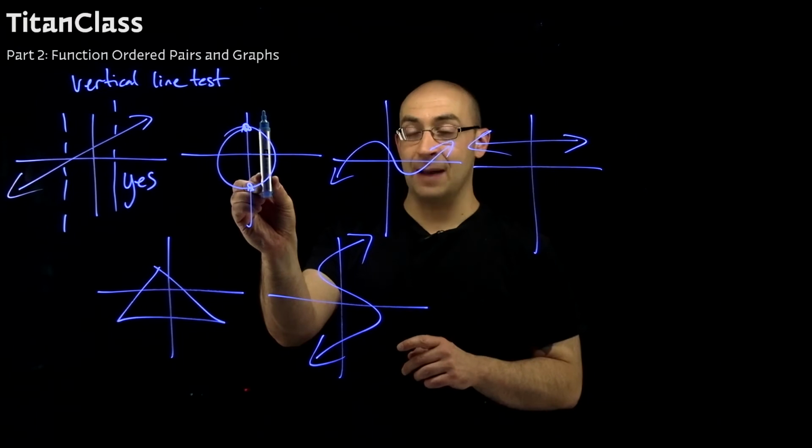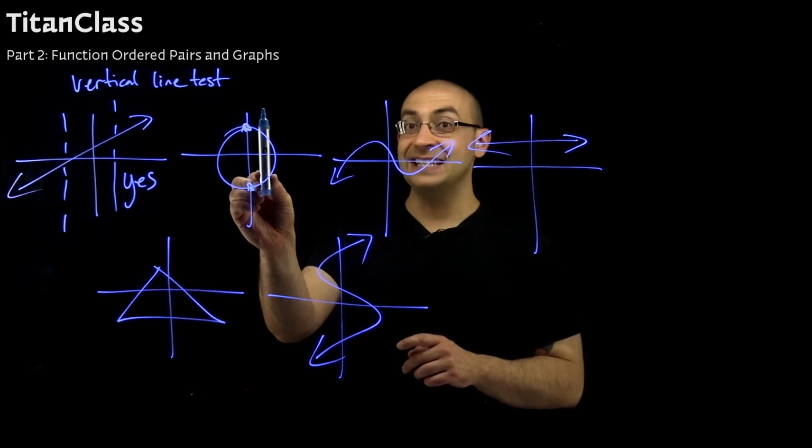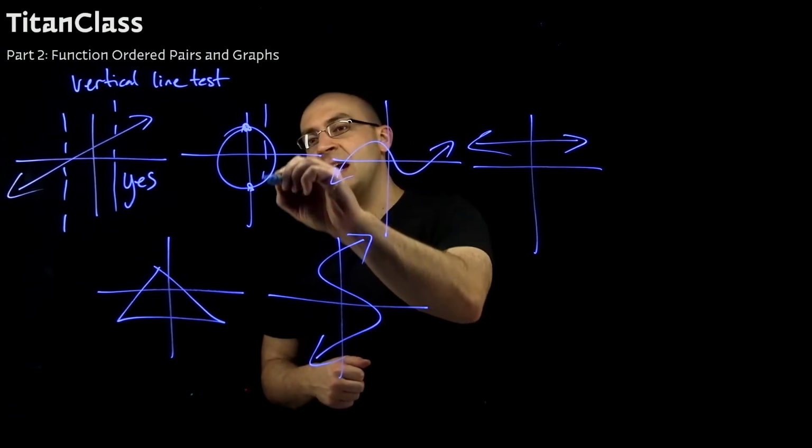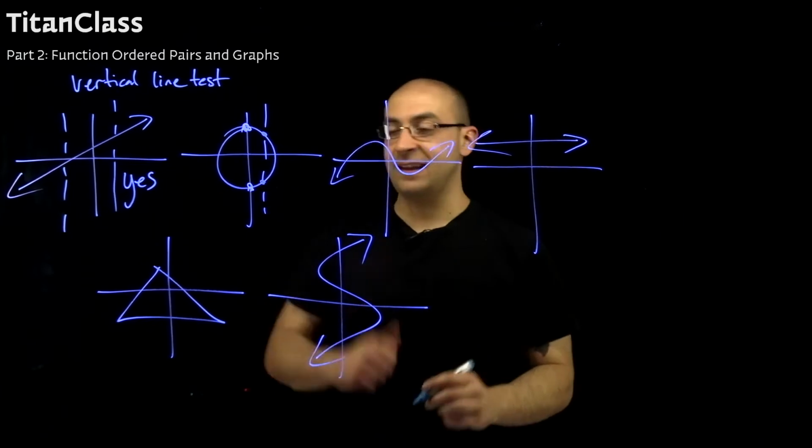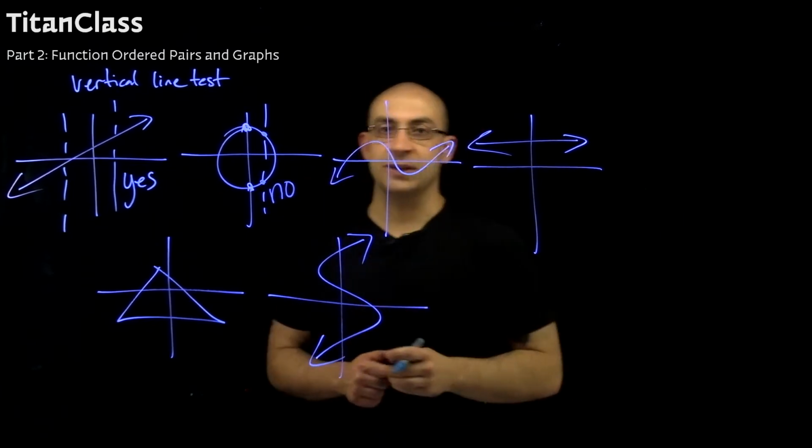Now, if you want to use the vertical line test, take a look at what happens when I put my marker over top of the right side of this graph. It touches twice, or it goes through the circle at 2 points. Here is a dashed line that represents my marker. It touches here and here. That can't happen. This is not a function.